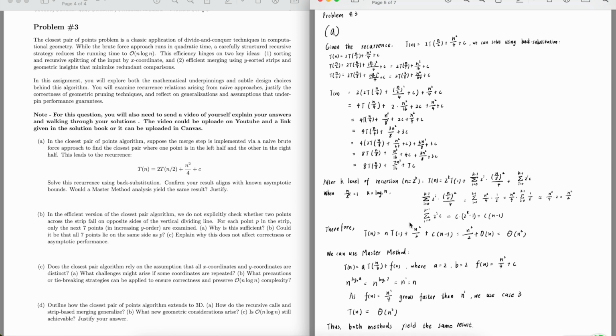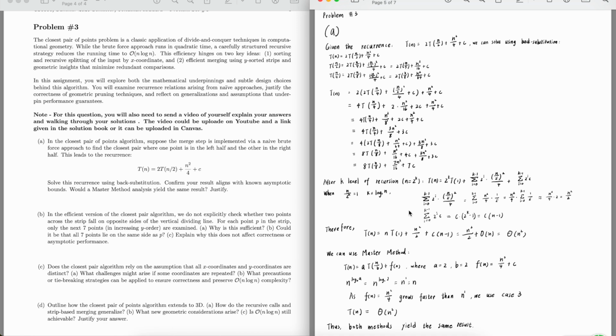So when n/2^k = 1, where k = log base 2 of n, the summation from i = 0 to k−1 of 2^i·(n/2^i)²/4 equals the summation from i = 0 to k−1 of n²/4 times 1/2^i, which equals n²/4 times the summation from i = 0 to k−1 of 1/2^i. So it's approximately n²/4 times 2, which equals n²/2.